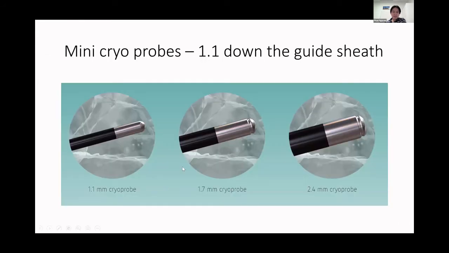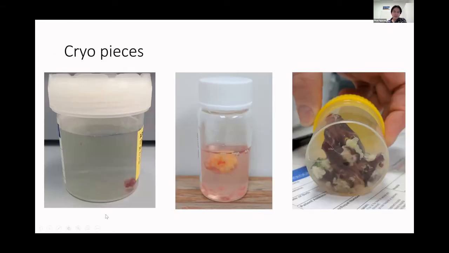There are now disposable cryoprobes which can fit down guide sheaths. The 1.1 can fit down a thin guide sheath. The 1.7 you can put down a smaller 2.0 bronchoscope. Now, I find these quite useful if you're adjacent to the lesion, so you can freeze the tissue adjacent to it and then take the sample that way. These are some of the cryoprobe pieces that you can get from a random transbronchial biopsy. This is an endobronchial hematoma, which we removed, and this was a foreign body from someone who aspirated their dinner one day.